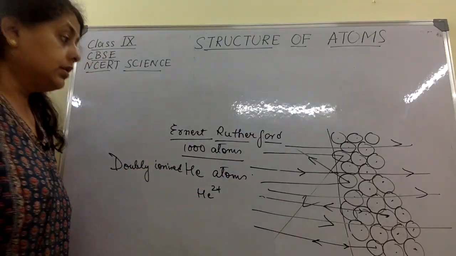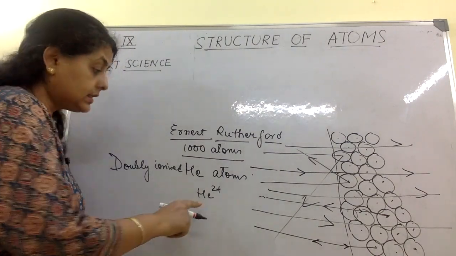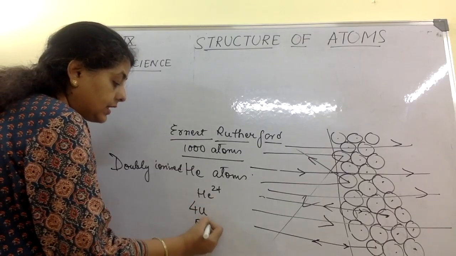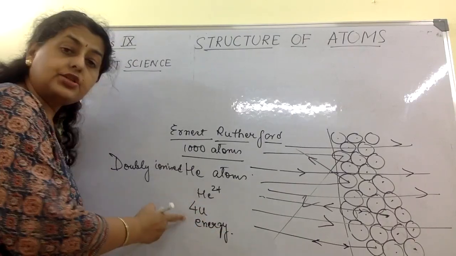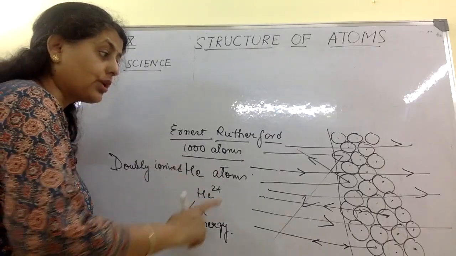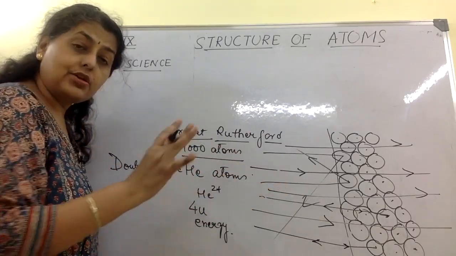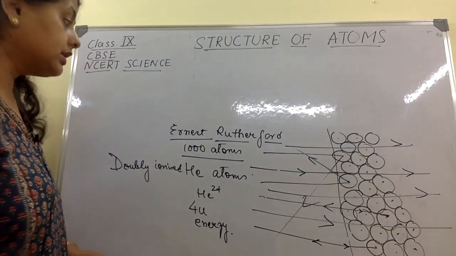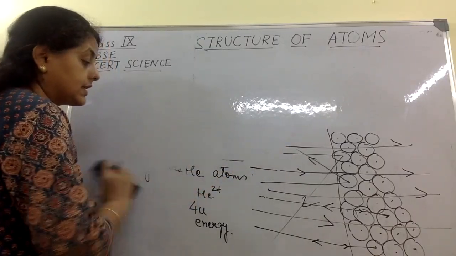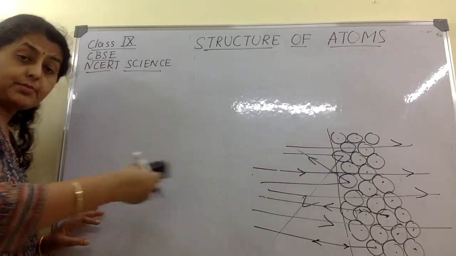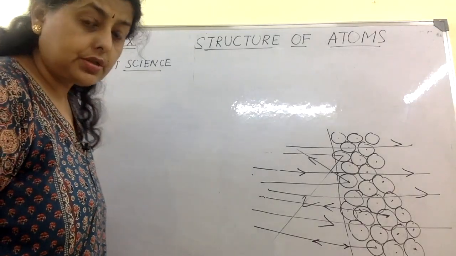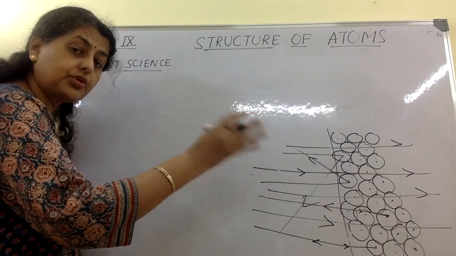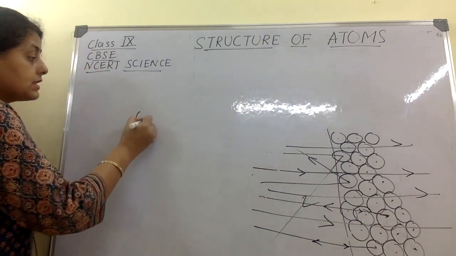Now this helium atom has a mass of 4u and a very high energy. Since the energy of the helium atoms was much more than that of the protons there, he did not expect a large deflection or the rebound. Now what was his conclusion?